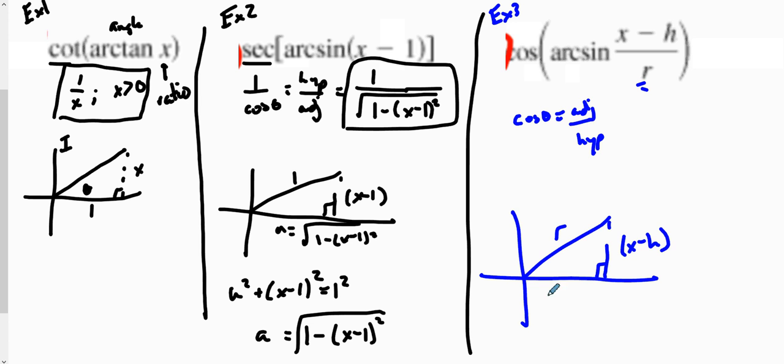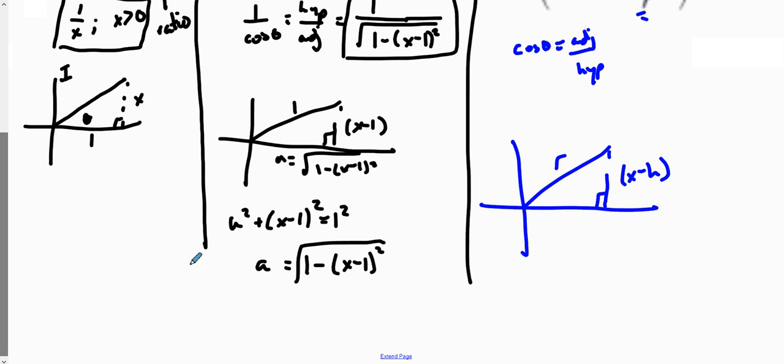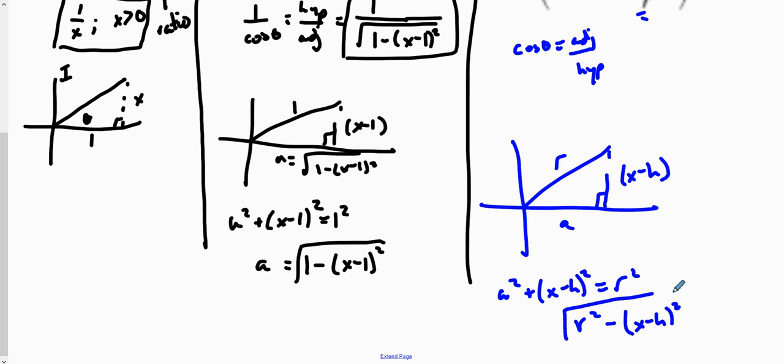We have our hypotenuse, but we need to know the adjacent. So just like we did in the previous one, we're going to use the Pythagorean theorem. I'll call this a again. A squared plus the quantity x minus h squared is going to equal r squared. Well, what is a going to be? It's going to be r squared minus the quantity x minus h squared. We'll take the square root to get a by itself. And so we have the square root of r squared minus the quantity x minus h squared.